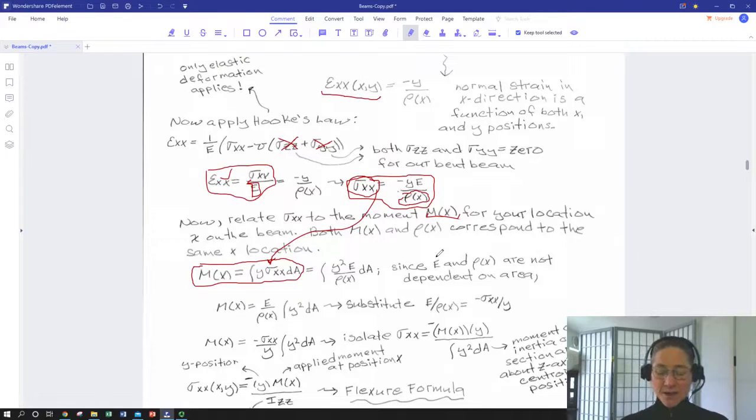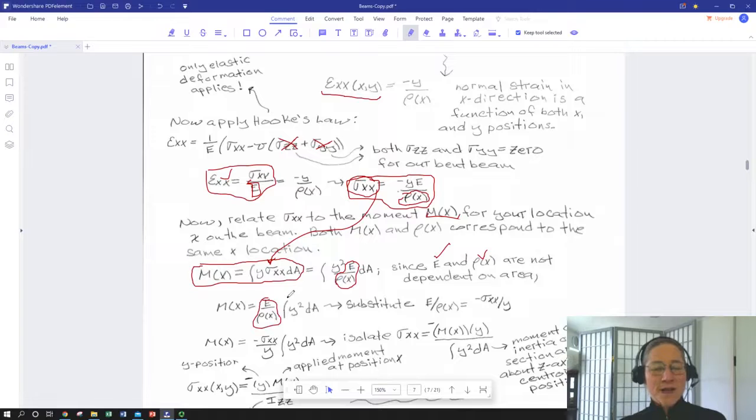Unless the beam is not homogeneous, not isotropic, non-uniform, which is rare, these two are not going to be dependent on area. The modulus is going to be uniform over the whole area, and unless the beam has got a kink or something, the curvature is going to be the same. So we can pull these two out of the integral, and those stay up front, and we're left with the integral of y squared dA.